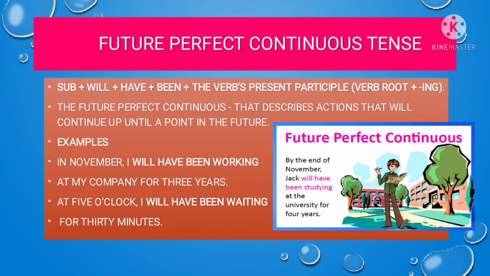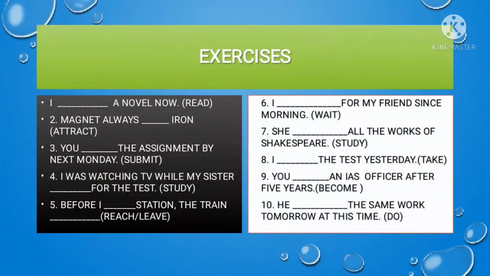At 5 o'clock I will have been waiting for 30 minutes. So after 5 o'clock again it will be added 30 minutes I will be waiting. So that only we use future perfect continuous tense. The form of future perfect continuous tense is will have plus been we add. So will is already there for future, have is for perfect, then been, then continuous. Since it is continuous we use the ing form of the verb. So I will have been working. So that's about future perfect continuous tense.